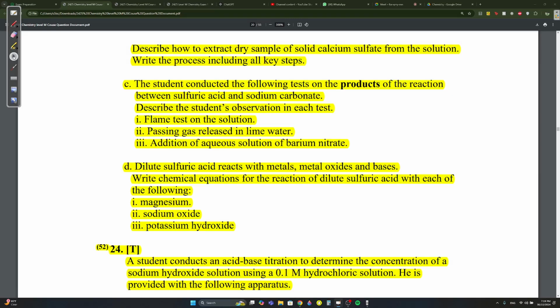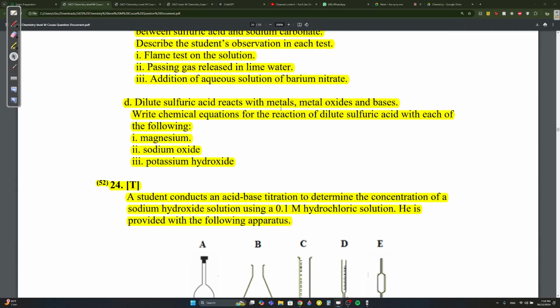Dilute sulfuric acid reacts with metals, metal oxides, and bases. Write chemical equations for the reaction of dilute sulfuric acid with each of the following. Magnesium. You react acid plus metal. What do you get? Salt plus hydrogen gas, right? In other words, what's the salt produced? Sulfuric acid, H2SO4, plus Mg. What do you get? We need to write the actual equation. You're going to get metal. What's the metal?